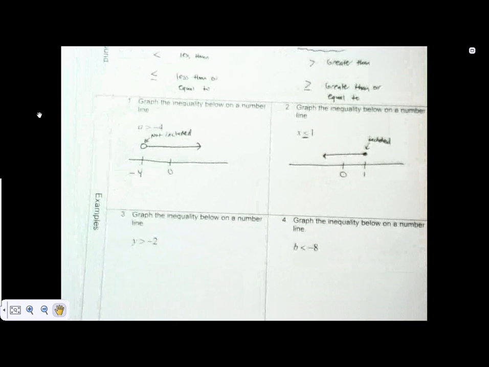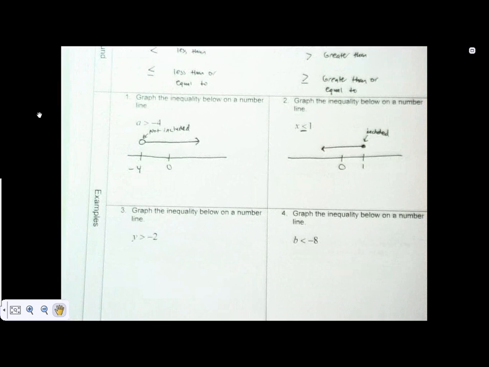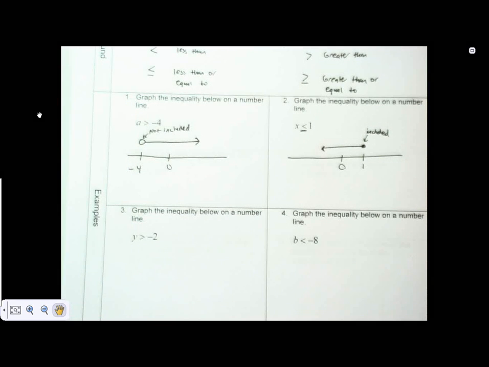Okay, I want you to try numbers 3 and 4. Pause the video and then restart when ready.